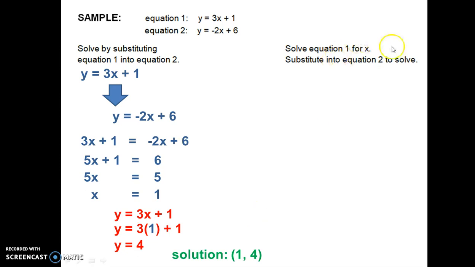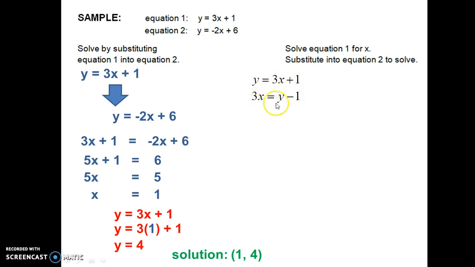Okay, now let's try it a different way and make sure we can get to the same answer. It says solve equation 1 for x. So now this one is solved for y, but we're going to take it and rearrange it and solve for x. And then we're going to substitute that into the second equation. So here's the first equation again. If I'm trying to solve this for x, I'm going to move this 1 over to this side. So I'll have 3x equals y minus 1, because when that goes over there, it's y minus 1.